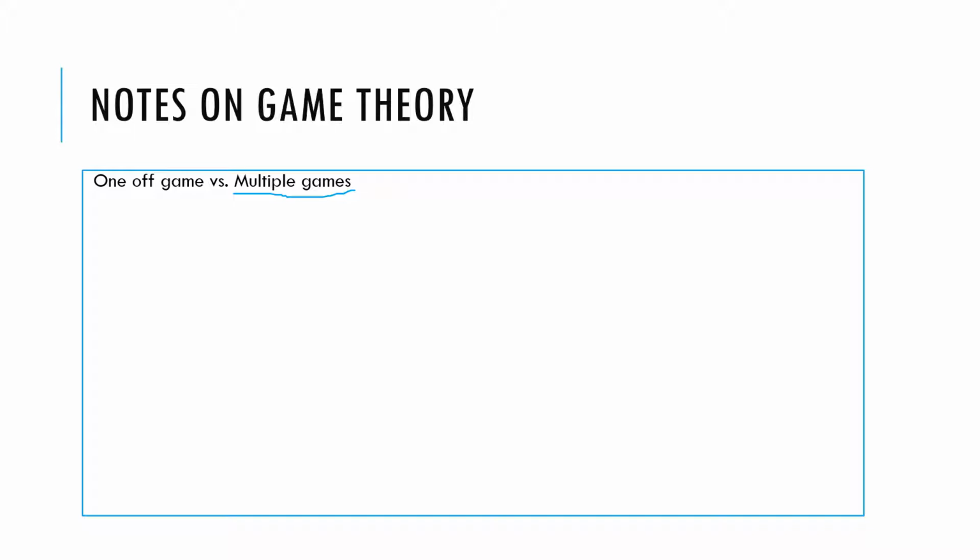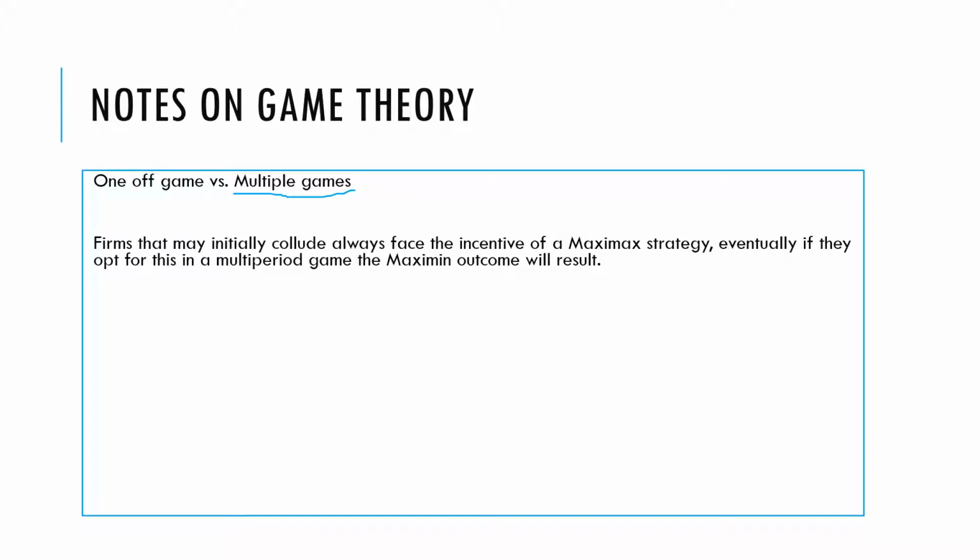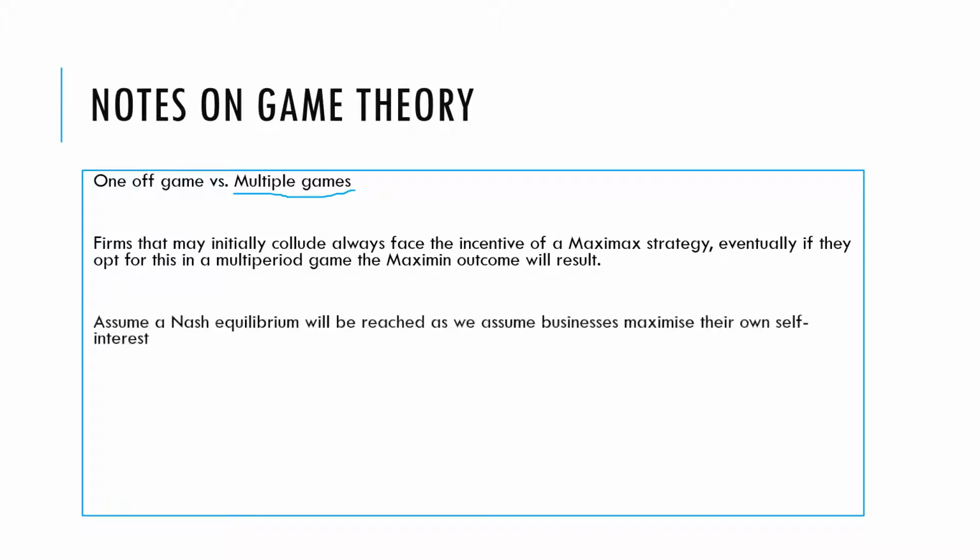But beyond that, if I know the game's going to be played again and we're colluding, then I can reduce my price to gain that maxi-max strategy. So we have to think about iterations, playing this game time and time again, and how that might affect the behavior of firms. So firms that may ultimately decide to collude always face the incentive of that maxi-max strategy, taking the maximum individual benefit and getting the maximum possible result. Eventually, if they opt for this in a multi-period game, we keep revisiting prices, the maxi-min outcome will normally result. So we assume that we often reach a Nash equilibrium, as we assume businesses often look to maximize their own self-interest.